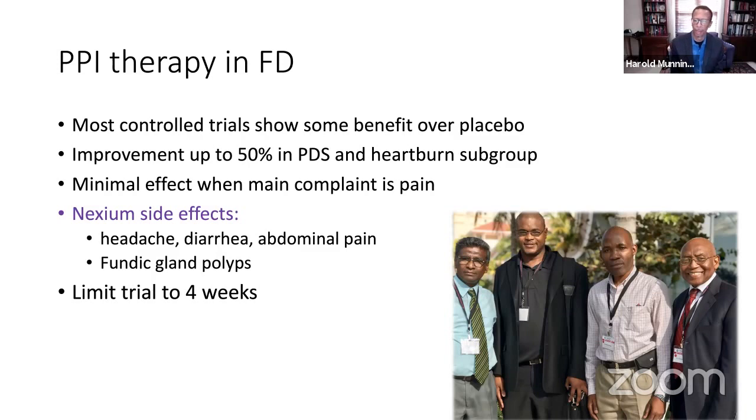All PPIs have side effects. They're not as frequent as some of the older drugs, but be aware that headache, diarrhea, and abdominal pain are all recognized side effects of a proton pump inhibitor. So if you have a patient whose primary problem is abdominal pain, and they have failed to improve on a PPI, you might want to consider that some of their symptoms are being contributed to by the medicine.